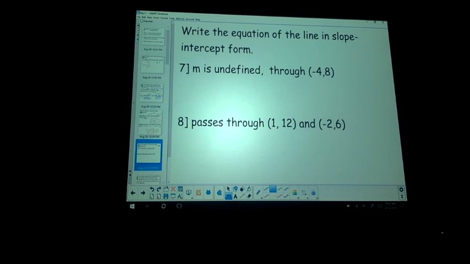Squeeze this in someplace. So m is undefined. What kind of line is an undefined slope? It's not on your sheet. It's a vertical line, right? So it's going to be the same idea. So think about where (-4, 8) is. It's right here. So if it's a vertical line, what's that vertical line going to do? Is that our vertical line that we'd use? Yeah. Okay. So vertical lines are always special. They're always x equals. They're not y equals. So x equals what? Negative 4. Done.